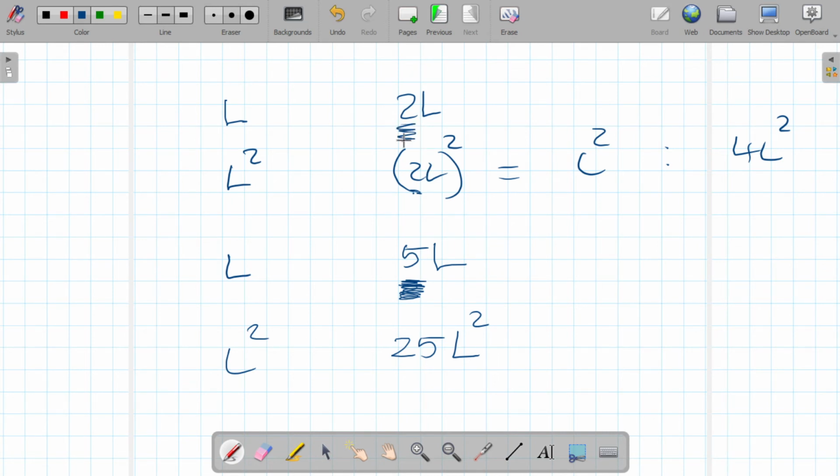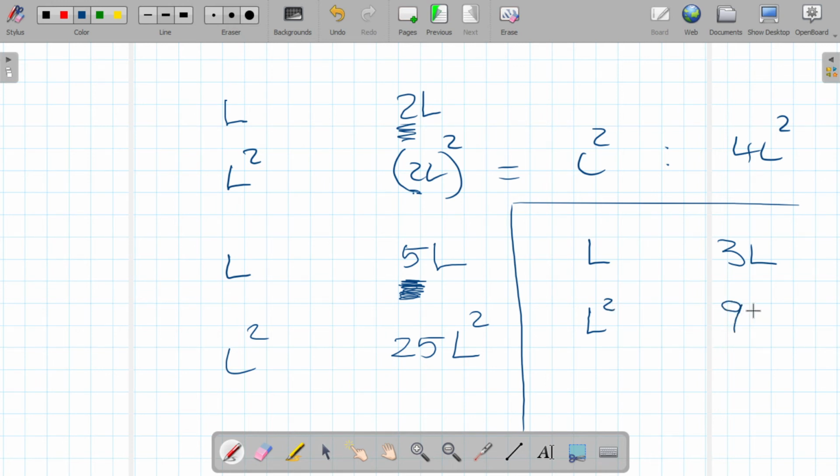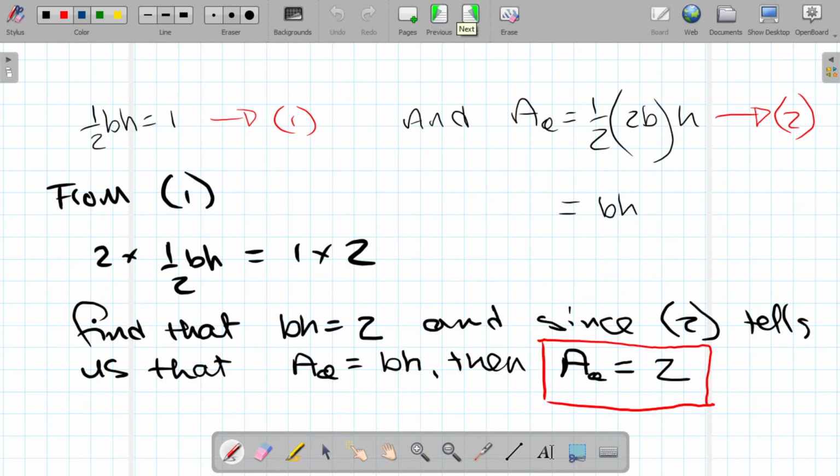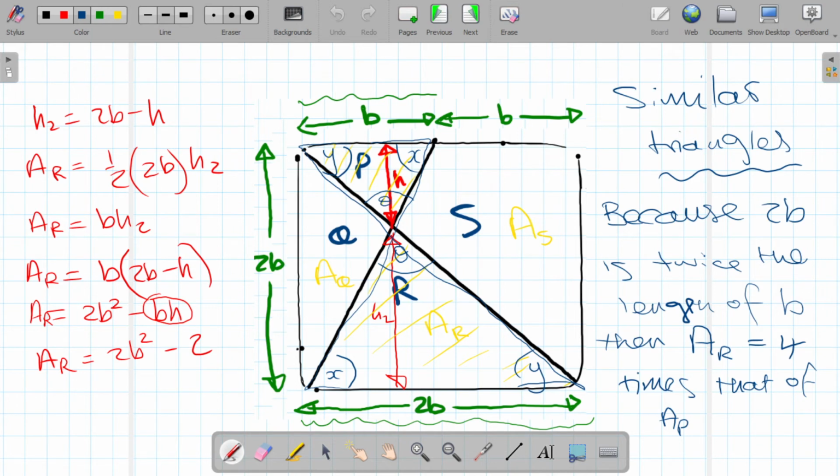And just to emphasize that again, but this is just a quick aside, if you tripled an original length, so if you had an original length and you blew it up three times its original size, then the original area would be in terms of L squared, but the new area would be 9 times the original area, L squared. So that is how we know that, and let me see if I can go back to the original page, wherever it is. Yeah, so here we are.